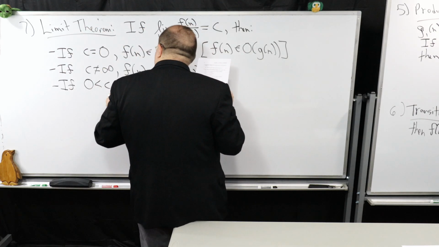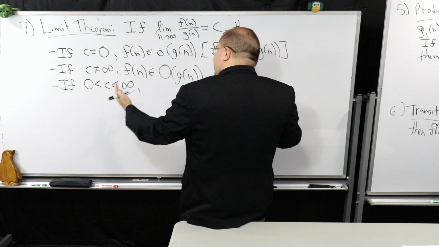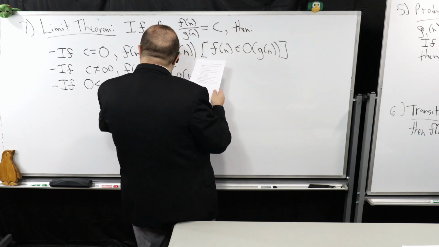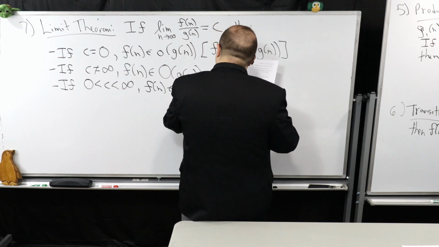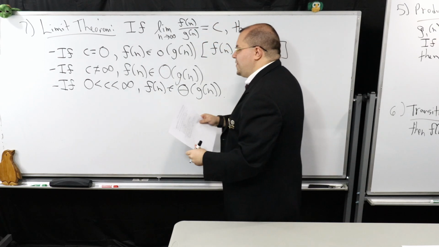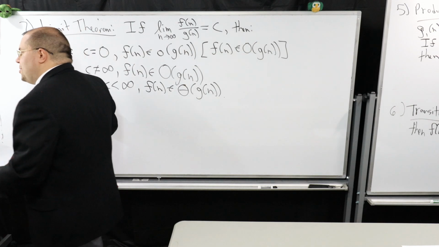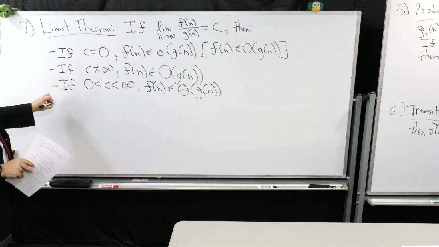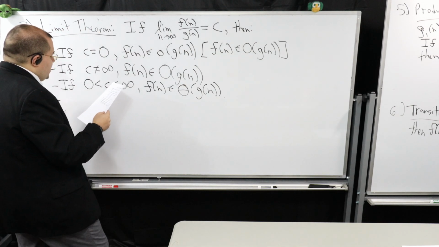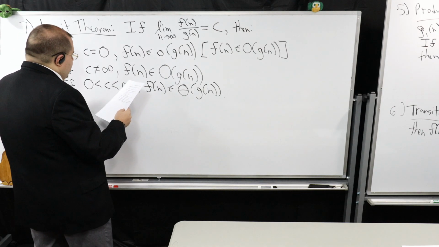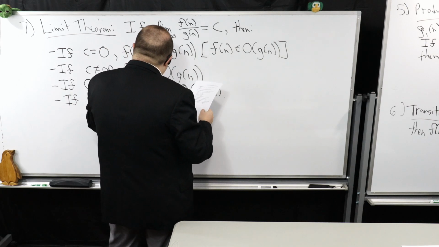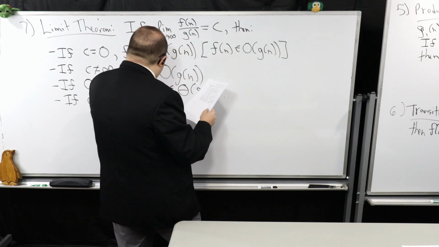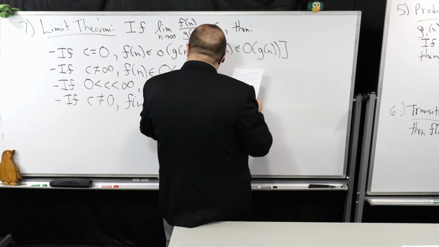So if you know that c is between 0 and infinity, but not equal to either, then you could say f is big theta of g. You get big theta if you find some number that isn't 0 and doesn't go to infinity. If, however, c is not equal to 0, then f is big omega of g.